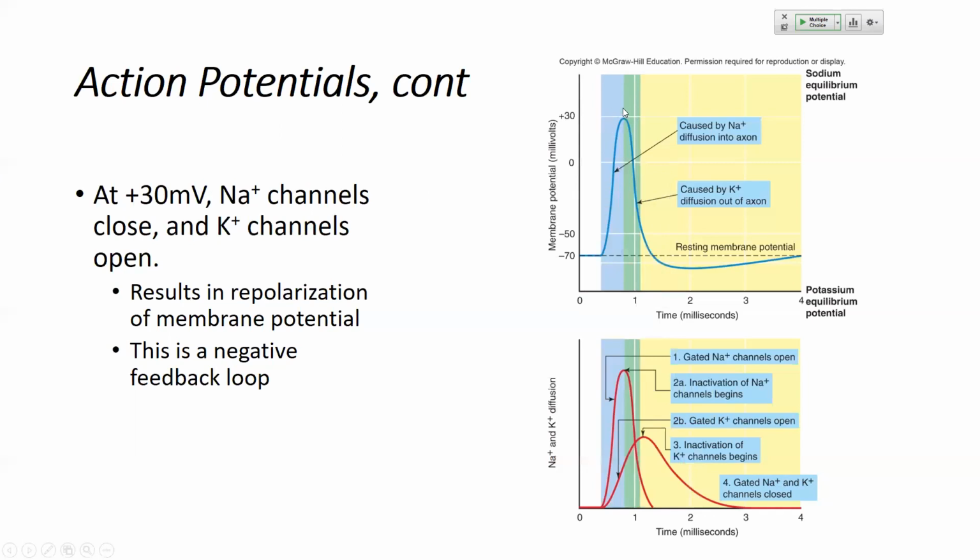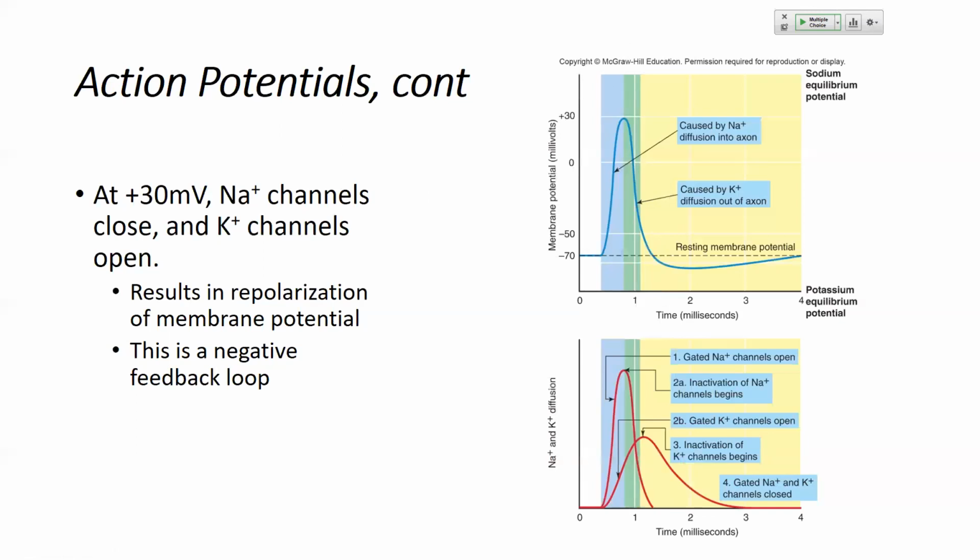Sodium is no longer rushing in. And what we have is opening of the potassium channels, and then potassium rushes out of the cell. That repolarizes the membrane. This is the negative feedback loop, okay? Why is this a negative feedback loop?